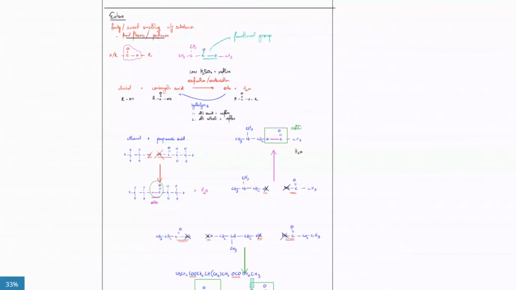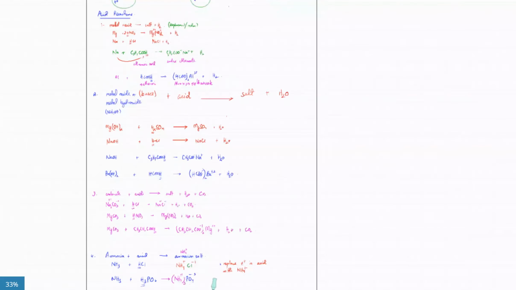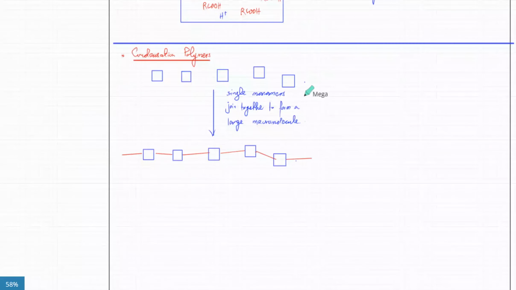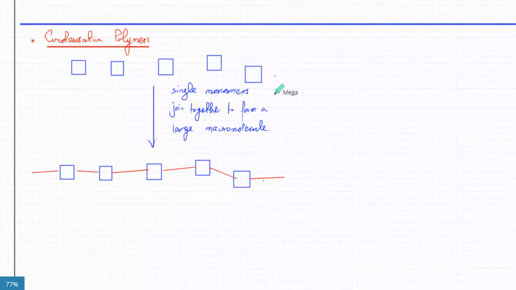The next one, the one that we are trying to do, is going to be slightly different. The concept would be the same, but it would be slightly different compared to this one. These are known as condensation polymers. The first thing is condensation means that in this case, water is produced as a byproduct.